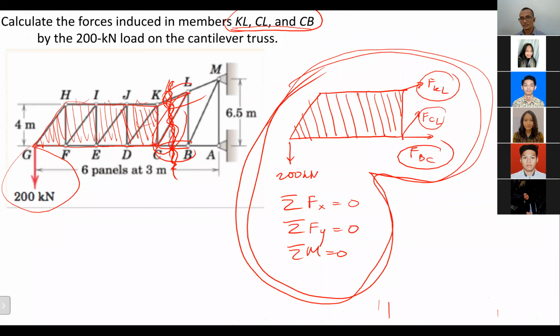Okay, just use this. Use sigma Fx, sigma Fy, and sigma moment in order to find out FBC, FCL, and FKL. 3 equations, 3 unknowns. I believe you will be able to solve it. Correct, right, Rizky? You will be able to solve this. Right?